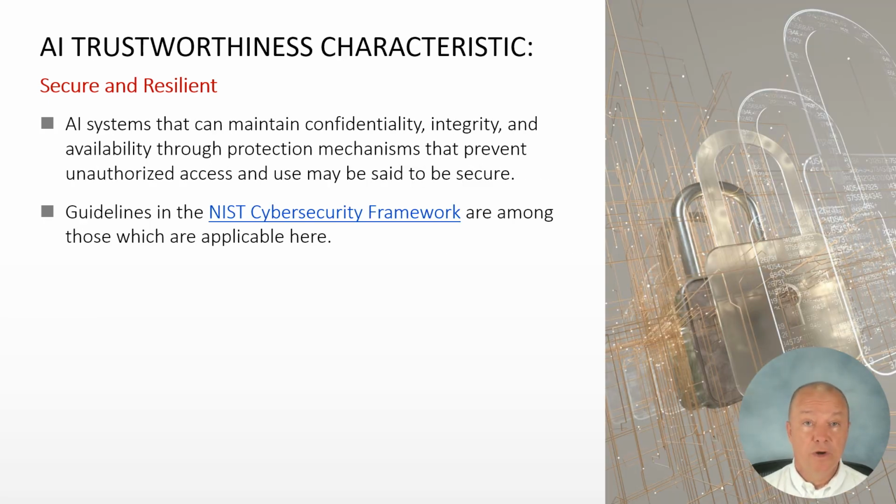Continuing with secure and resilient, we need to ensure that AI systems can maintain confidentiality, integrity, and availability through protection mechanisms that prevent unauthorized access and use, so that they can be said to be secure. Guidelines in the NIST Cybersecurity Framework 2.0 are among those which are very applicable here.